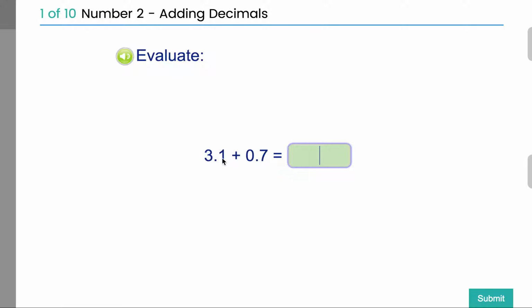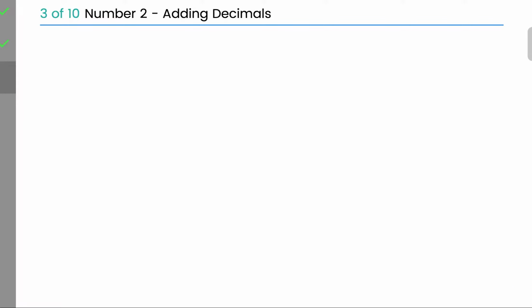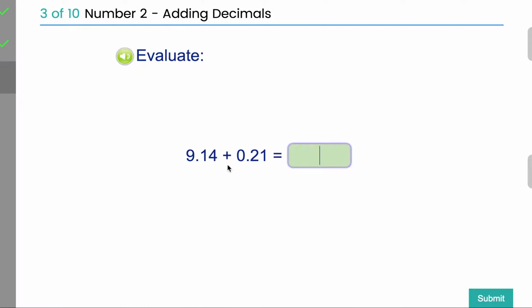of your maths sheet. So in this case we've got 3 and 1/10 and another 7/10. It's going to be 3.8. You do these quite quickly. And 6.8 and another tenth is 6.9. And then you'll get some that are a little bit trickier, possibly. Here we go. So you go to hundredths, so it's 9 and 14 hundredths plus 0 and 21 hundredths. 9.35.